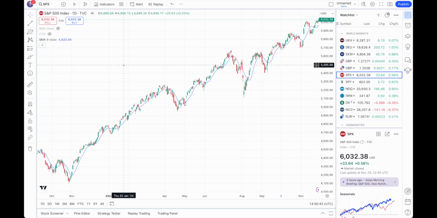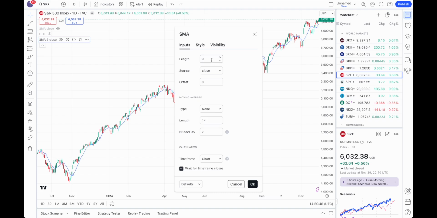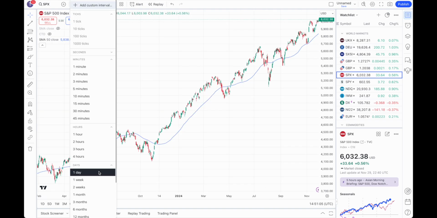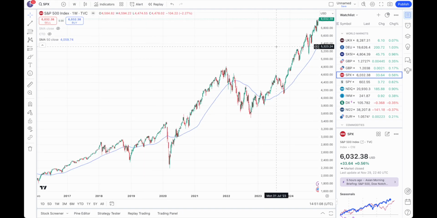So how do we actually change the settings like that? You click on the settings over here, and this 9 that you see, you can change it to whatever you want. So for this, I'm going to set it as 50. And you could see the trend line changed. So now it takes into account 50 candles. And the same thing would happen if I was on the weekly as well.